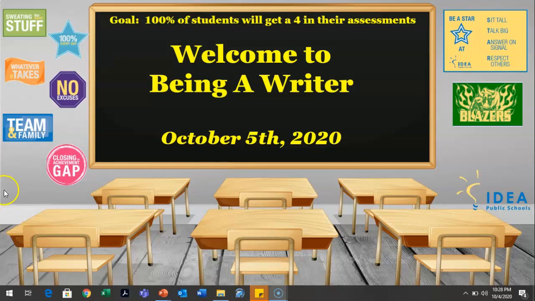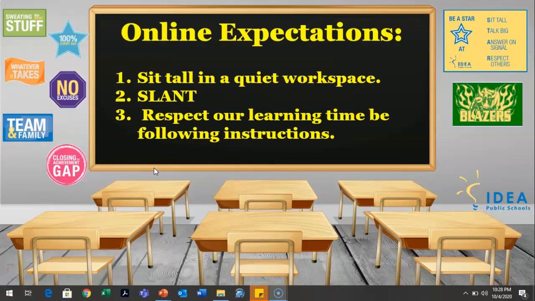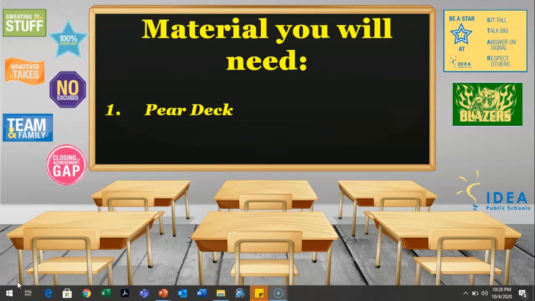Remember, our goal for being a writer is to score a 4 or higher in our assessment. Our expectation is making sure you're sitting tall in a quiet work area where you have all the materials ready, that you slant, and that you turn in all your work. That's how you respect our learning time. Boys and girls, the materials that you need today is only Peer Deck. You only need your computer because we're going to work everything in Peer Deck.